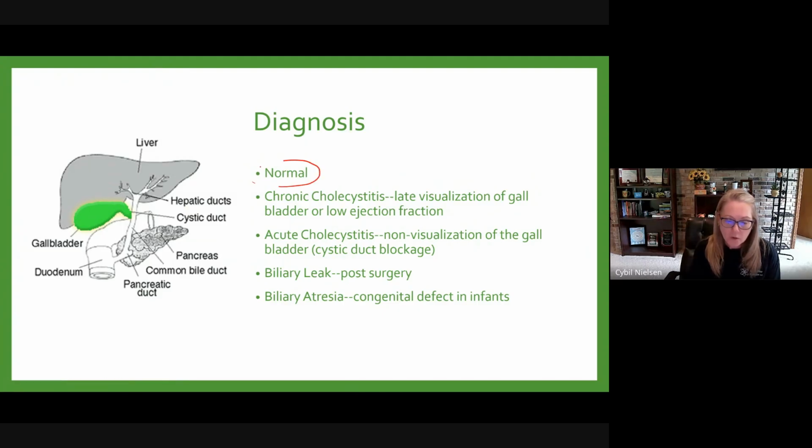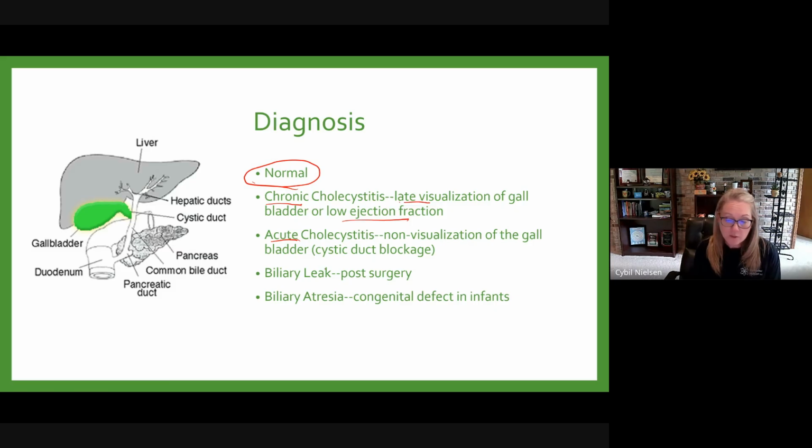So normal is when the gallbladder shows up on time and a normal ejection fraction. Chronic is the gallbladder is either late or low ejection fraction. And acute is when the gallbladder doesn't show up at all.